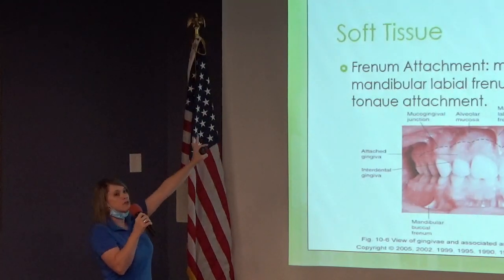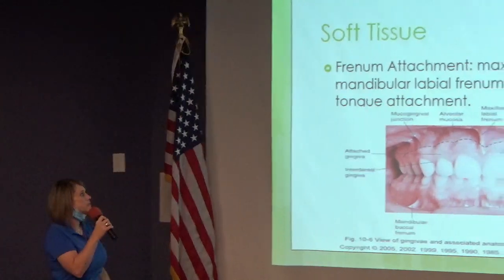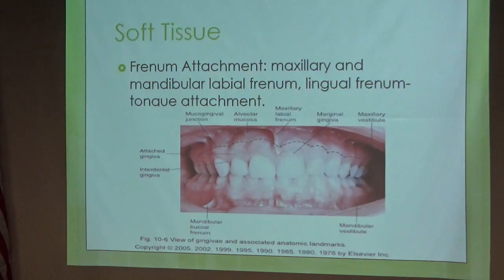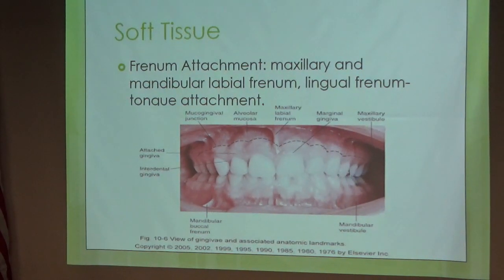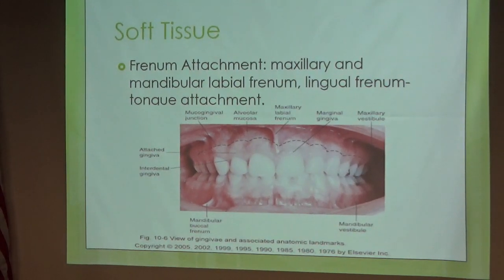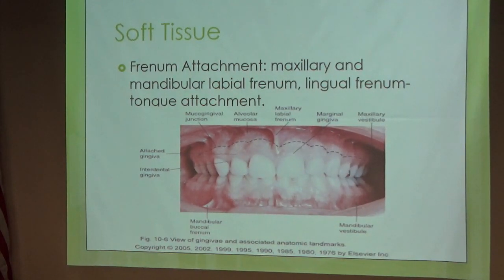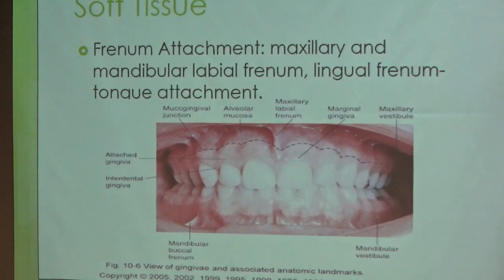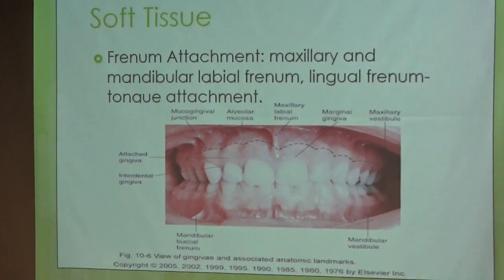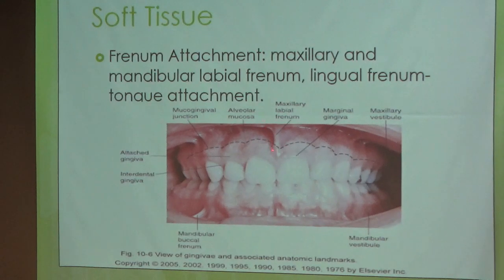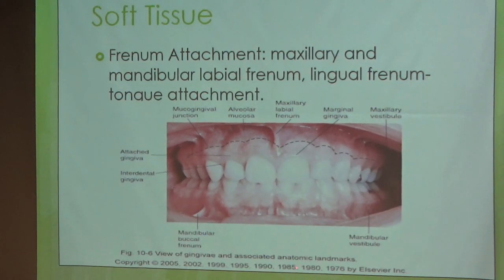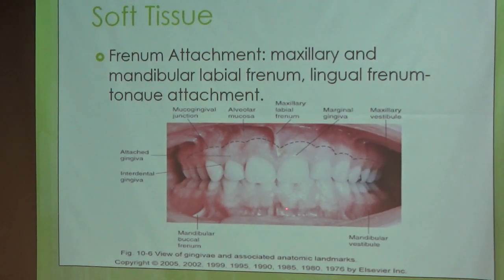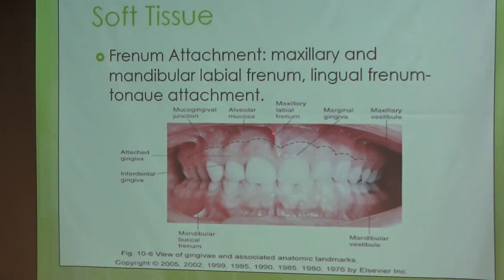Now we're going to look at another soft tissue, and that's frenum attachments. We refer to the maxillary arch, which is the upper arch of the patient, and the mandibular arch, which is the lower arch of the patient. We're going to have multiple frenum attachments, but we're only going to concentrate on two. The maxillary labial frenum attachment, you see here, this area right here. And then we'll look down here. There'll also be one right here in the center, the mandibular labial frenum attachment. It's much smaller than the maxillary.